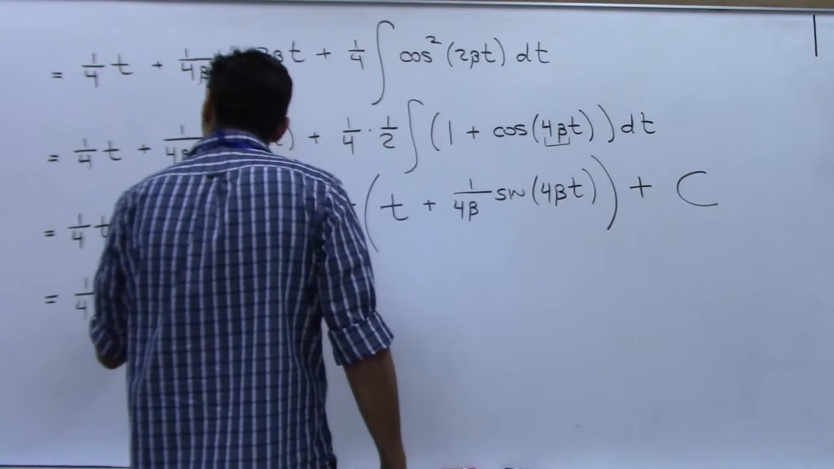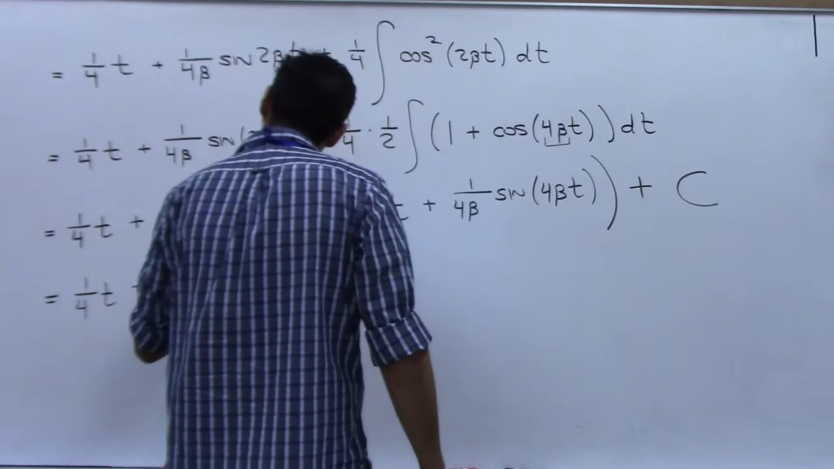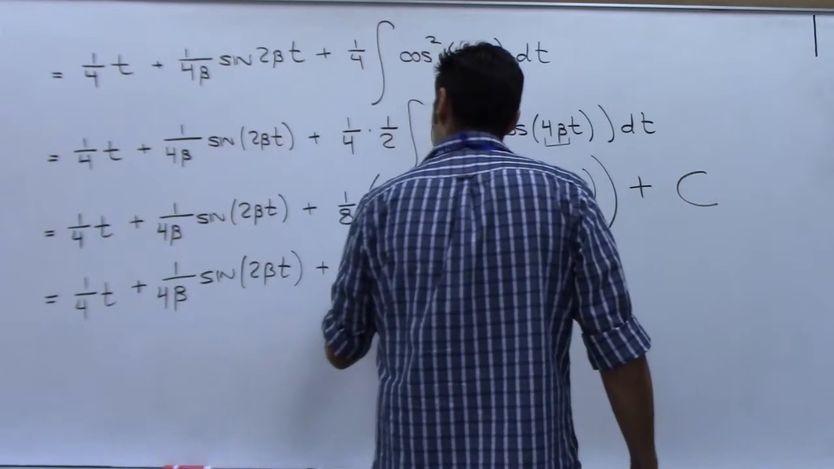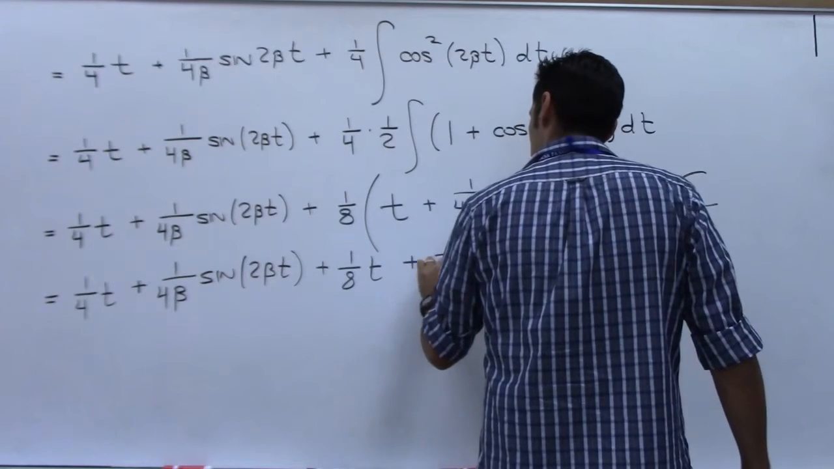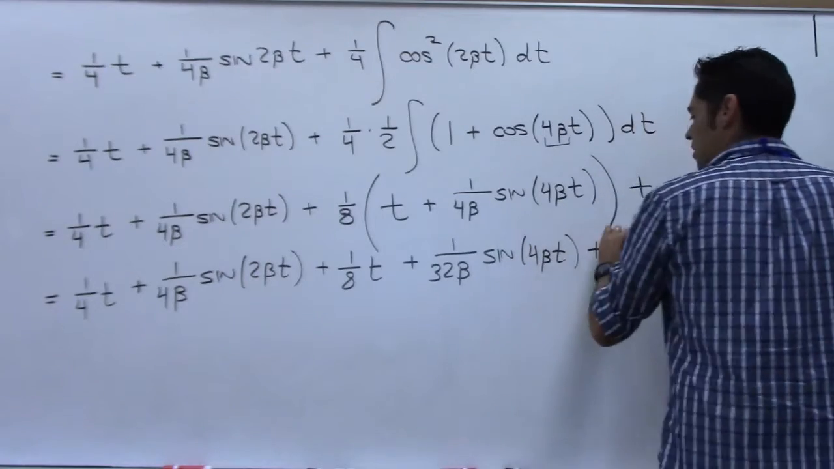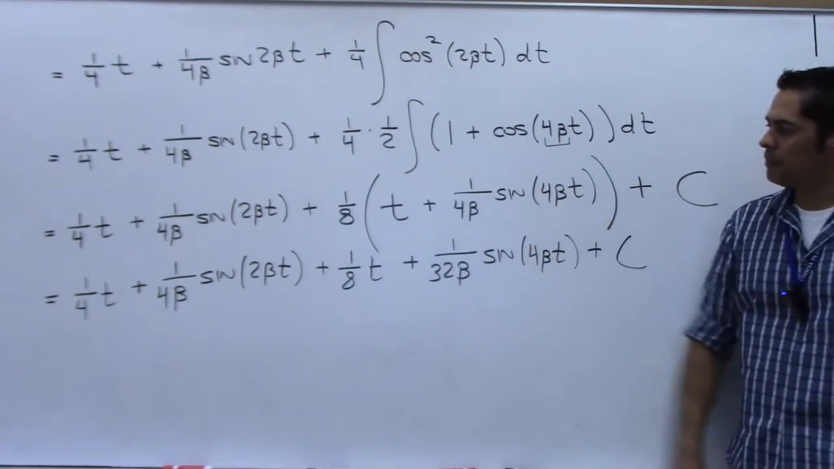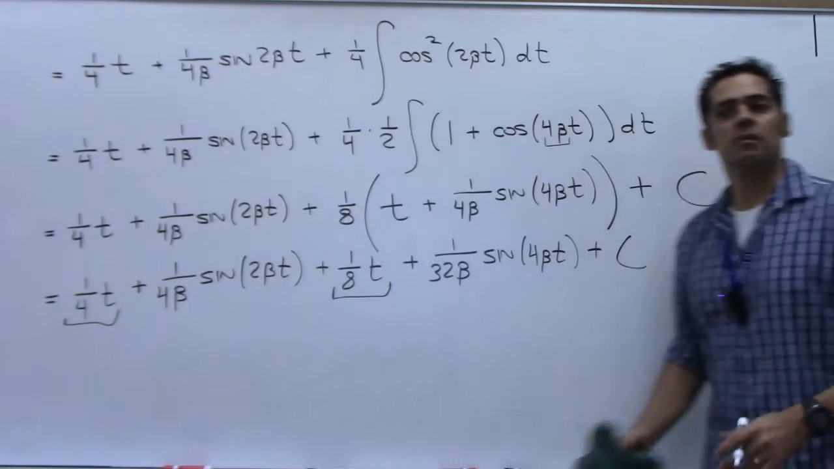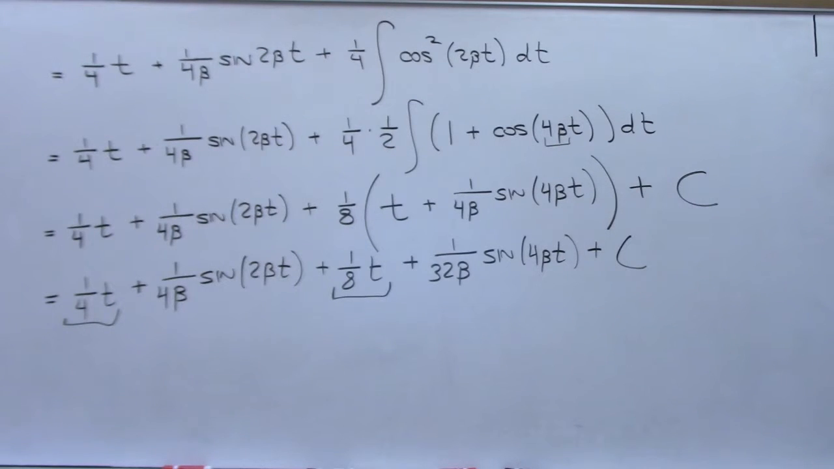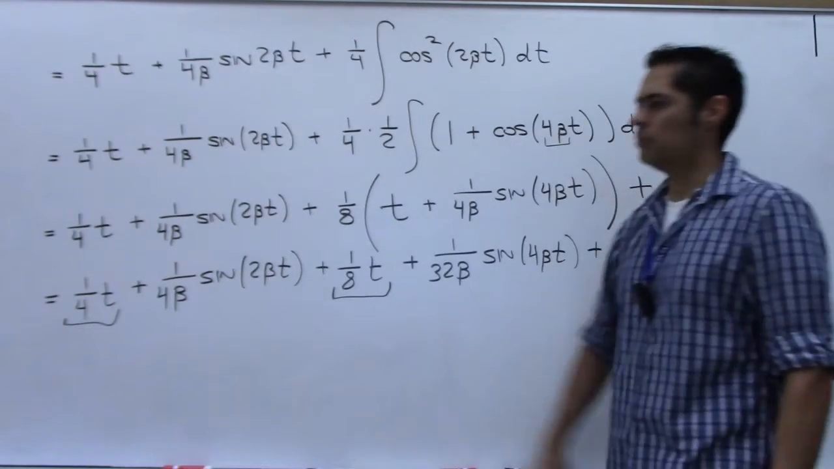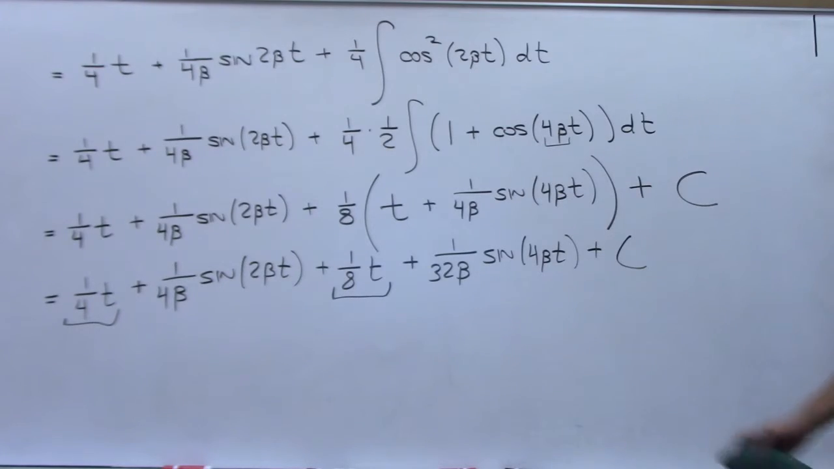Still going here. The reason why I'm not done is because there were two terms in here that I could combine together. Do you see this 1/8 t and this 1/4 t? Just distributing the 1/8 through, this right here and this right here are like terms. So 3/8 t. Agreed? 1/4 plus 1/8 is 3/8. Everything else you could leave alone.